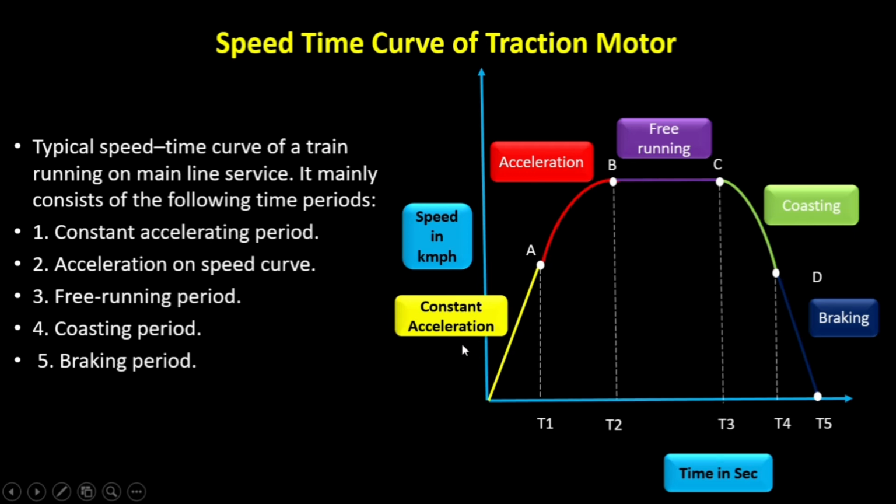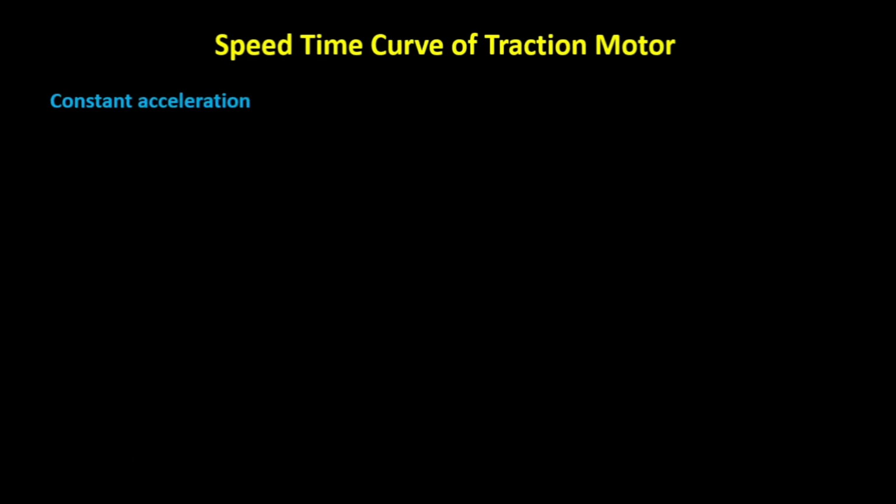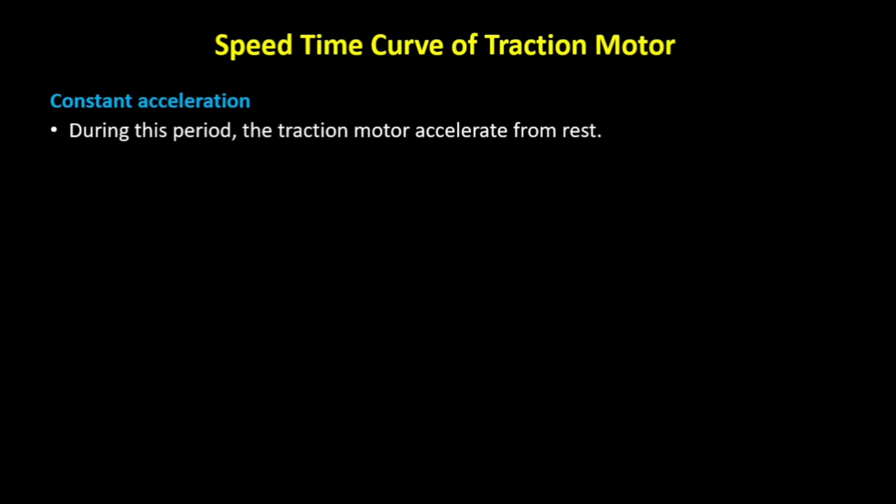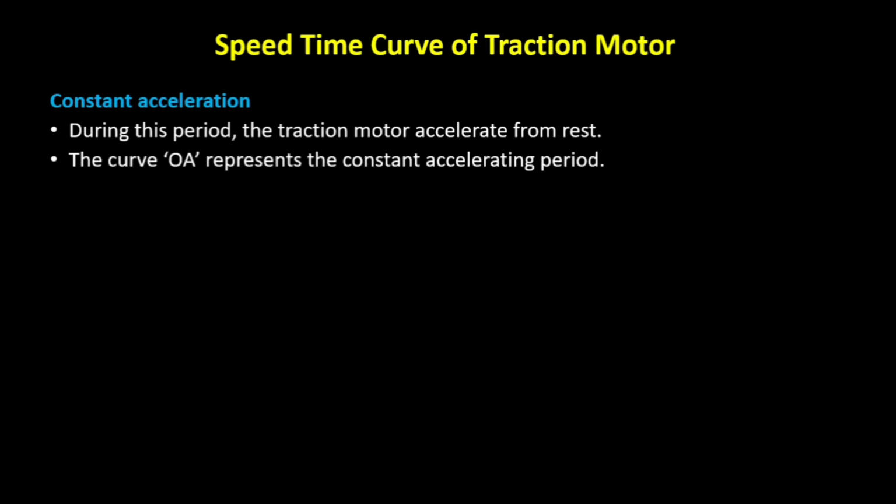Firstly, you're having the constant acceleration period, then the acceleration period, then the free running period, then the coasting period, then the braking period. So let's check them out one by one. As I told you earlier, what is this constant acceleration period? During this period, the motor starts to accelerate from rest. It is represented by OA on the graph.